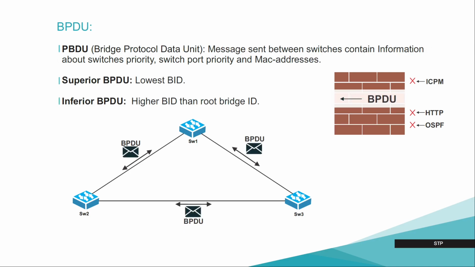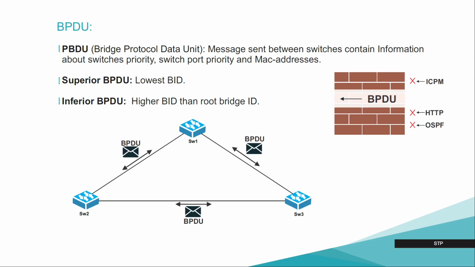So all the switches in our network will start to exchange the BPDU message. After our switches exchange the BPDU message, they will start an election to choose the root bridge switch. The root bridge will be chosen based on something called the bridge ID. So the lowest bridge ID switch will be the root bridge. The superior BPDU message will be the lowest bridge ID, which will be the message from the root bridge.